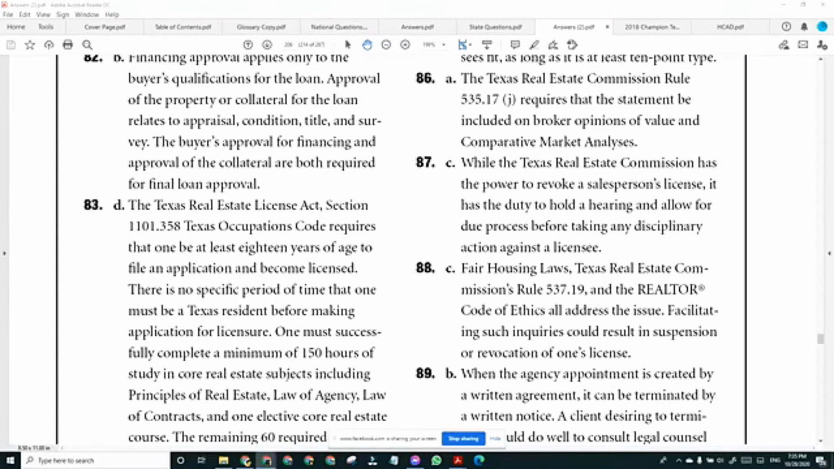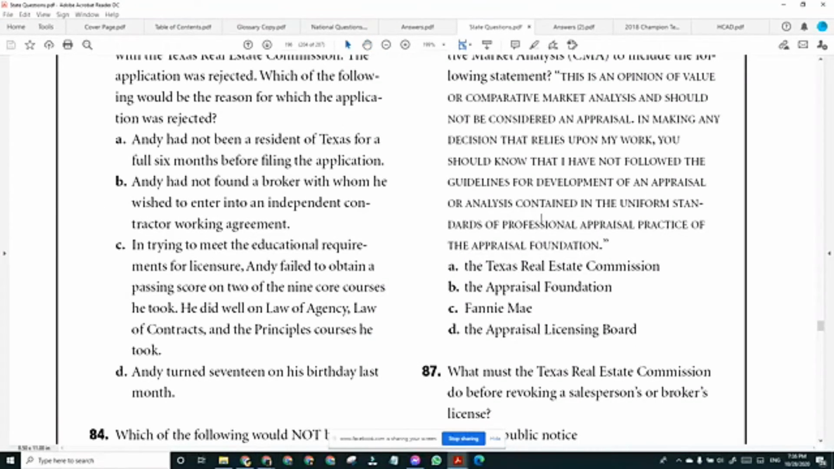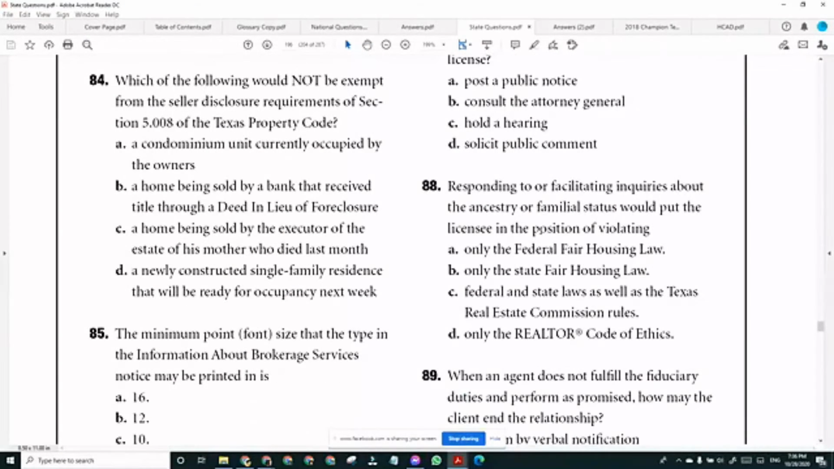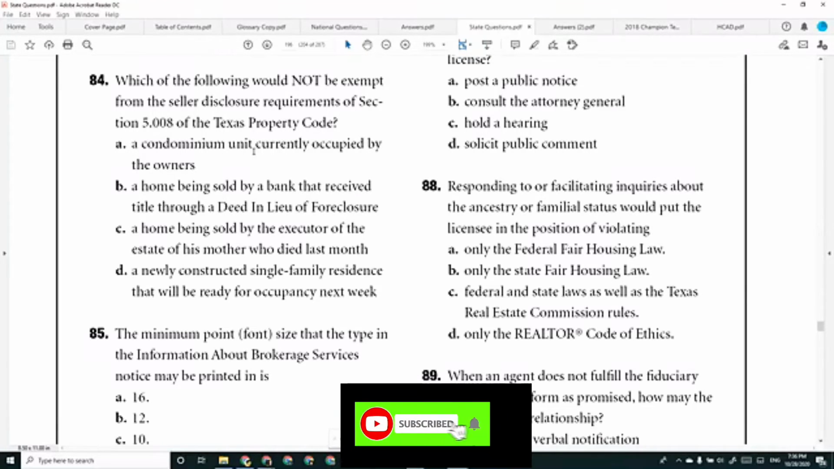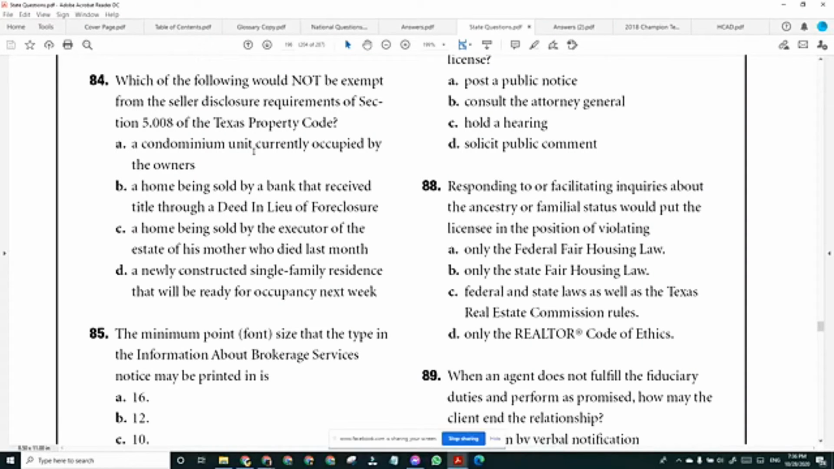Wait. Okay, what are you thinking, Lillie? All right, number 84. Which of the following would, okay, so you said to wait. Are you thinking about it? Do you need an explanation? Okay, I'll keep reading till you answer.